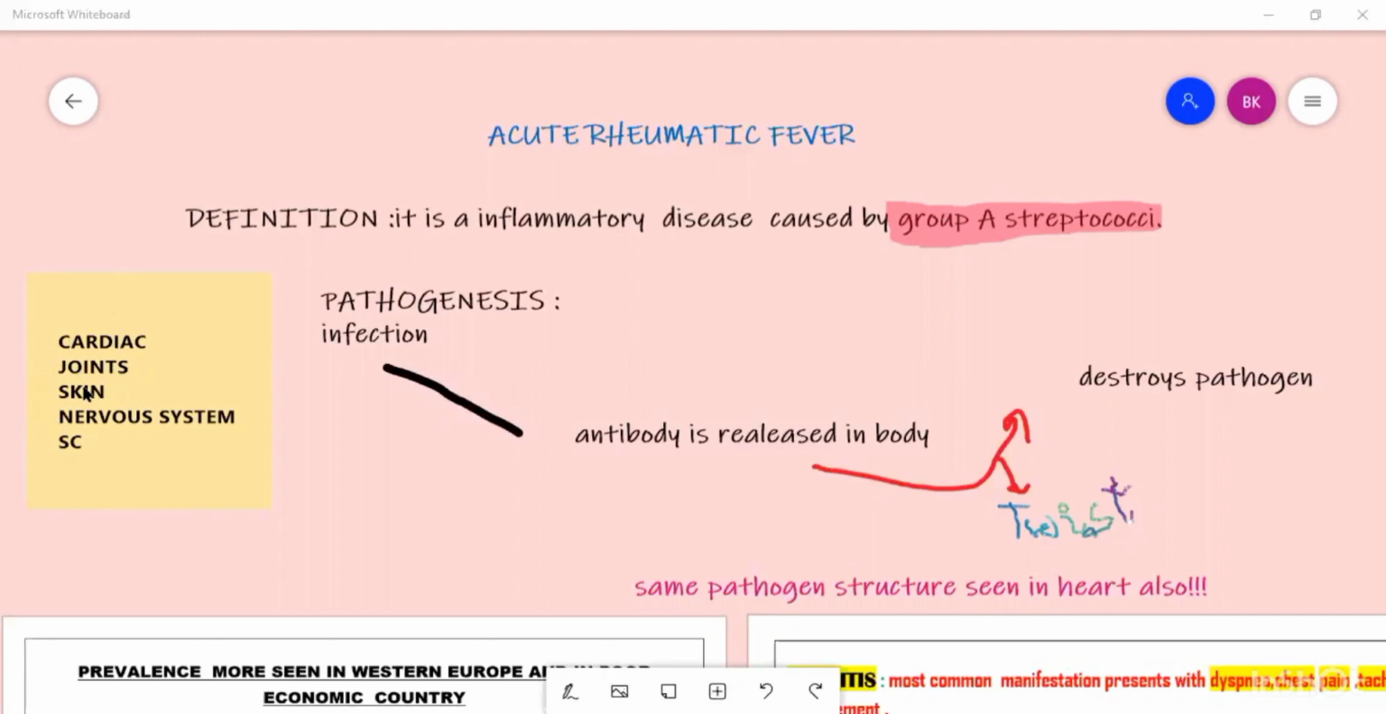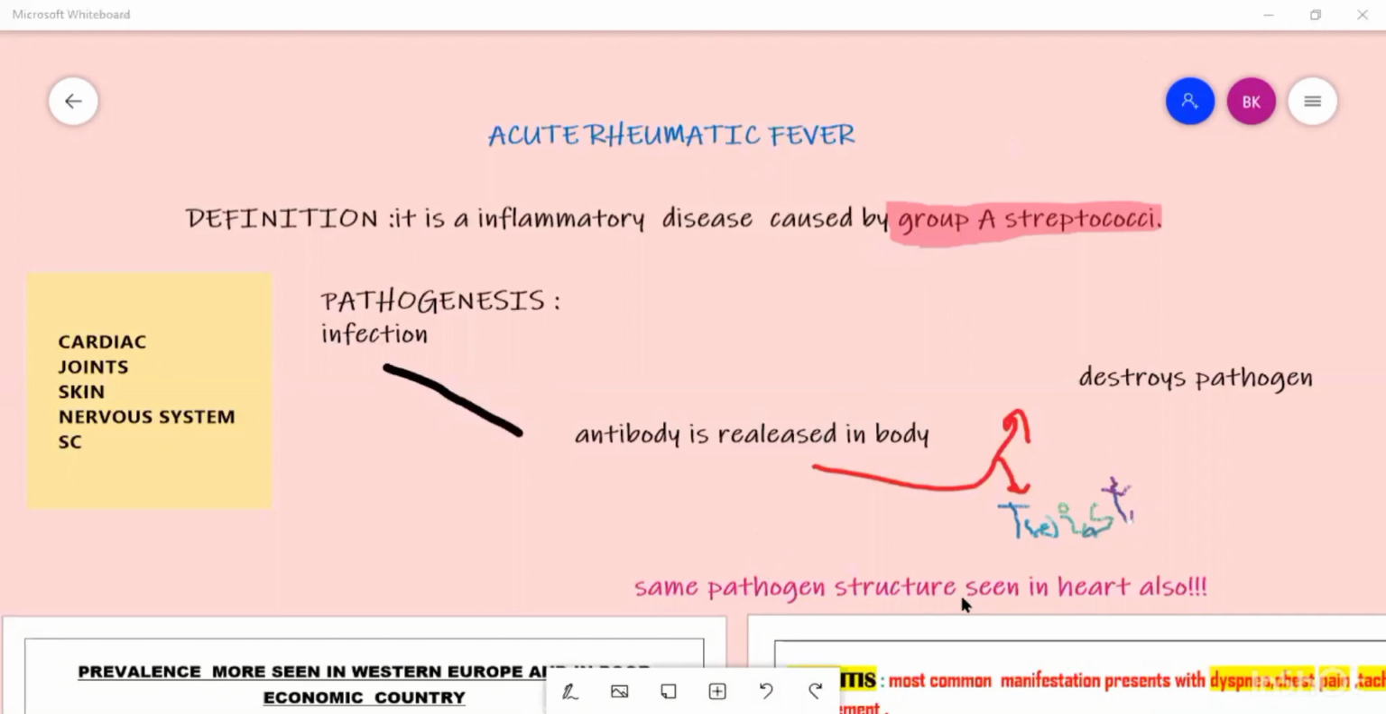So let's understand more in detail. If it is similar, what happens? Okay, the pathogenesis of acute rheumatic fever. When there is any infection in your body, what happens? There is a release of antibody, right? And whenever an antibody is released, it is going to destroy the pathogen causing the infection. Okay, but in acute rheumatic fever, there's a big twist. The structure of group A streptococci is similar to the micro level structure seen in your heart.